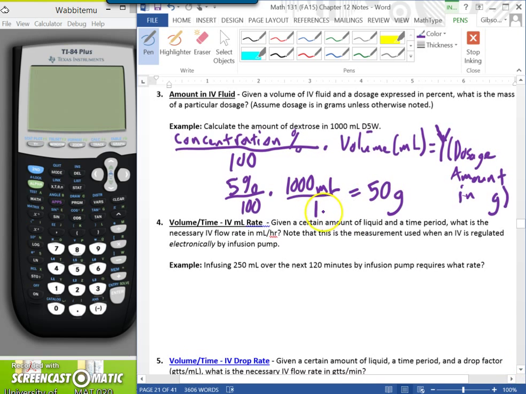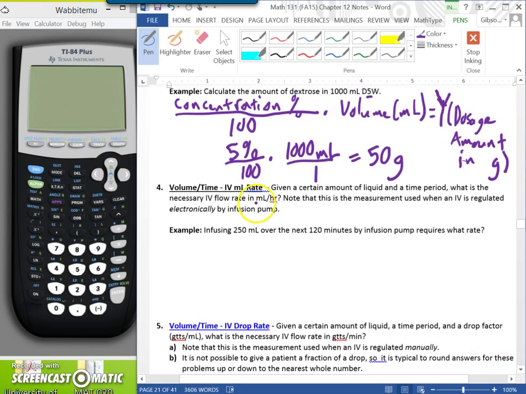All right, so now it says here, number 4. It says we have the IV milliliter rate. Given a certain amount of liquid in a time period, what is the necessary IV flow rate in milliliters per hour? Note that this is the measurement used when the IV is regulated electronically by infusion pump. Example, infusing 250 milliliters over the next 120 minutes by infusion pump requires what rate?